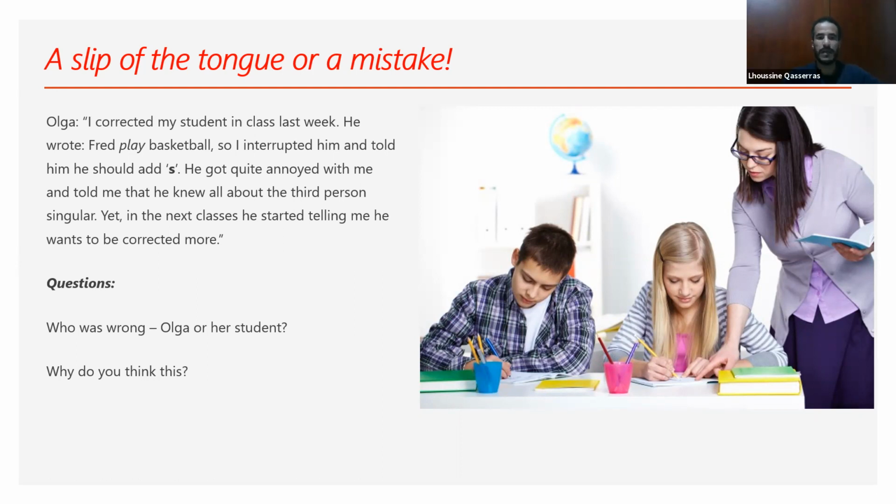So here the problem is about timing. Timing is very important when it comes to error correction. When you want to correct your learners, you have to choose the right time. So interrupting is not the right time, but it depends on the type of the mistake, the activity, etc. So let's see here the feedback.